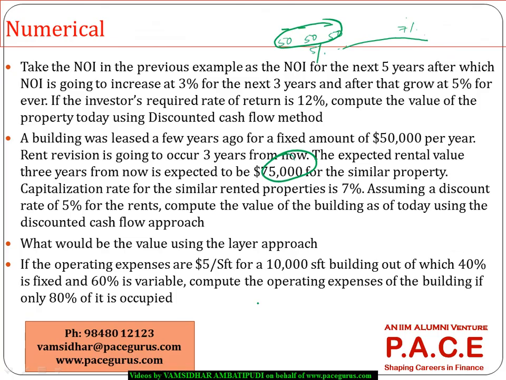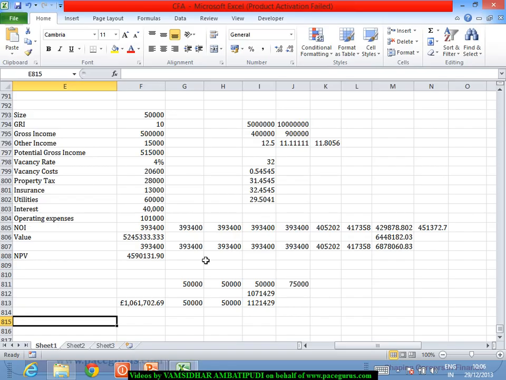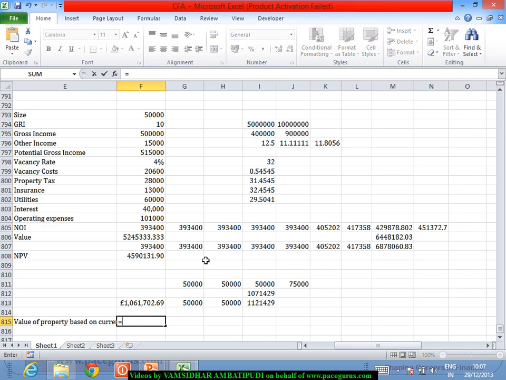In this itself, we talk about what is called a layered approach. What do we do in case of layered approaches? Value of the property based on current rent. Based on current rent, I will find out the value of the property, which means at 5% itself I can discount these rents. So the same 50,000, I'll discount at the rate of 5%. So the value of the property as of the current rents is 1 million, and there is going to be a rental increase 3 years later.